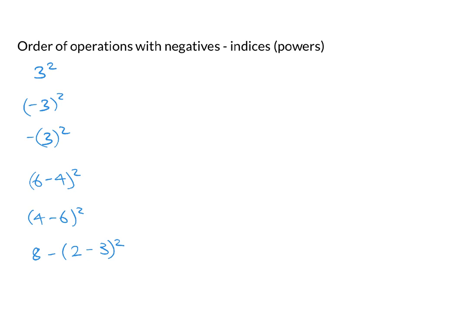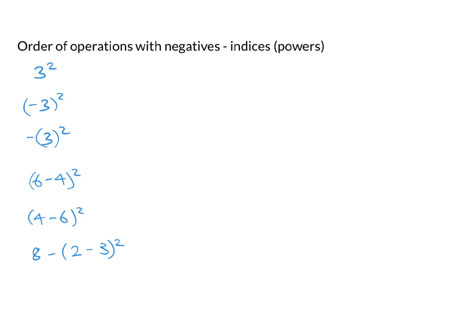And finally, we're dealing with powers, also known as indices. So have a go at these 6. Just remember that when it says 3 to the power of 2, it does not mean 3 times 2. It means 2 lots of 3 multiplied together. So have a go, and I'll see you in a minute.